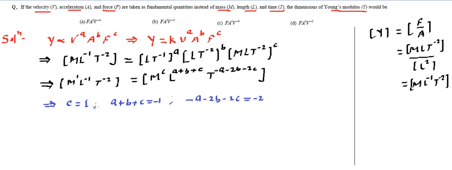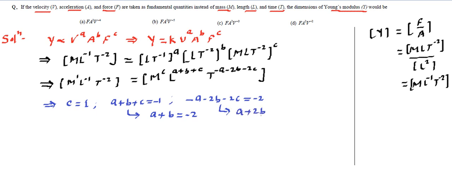C is already known to us. If we put the c value over here, this will become a plus b is equal to, in place of c I am writing 1, and this goes to the other side making it minus 1, so minus 1 minus 1, minus 2. Similarly, using this we will be finding it as a plus 2b.